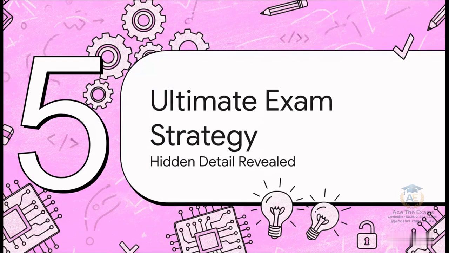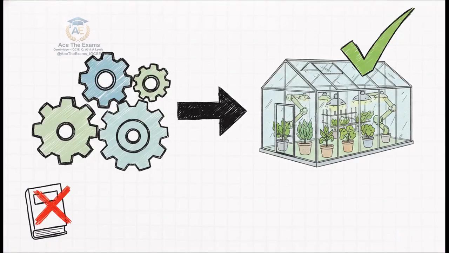Wow, okay, we've covered a ton of ground today, so let's bring it all together. The ultimate exam strategy, the hidden detail revealed. It is finally time to close that curiosity loop I opened in the very first minute of this explainer. So what actually is the one secret ingredient required for top marks? Drumroll please, here it is. The hidden detail is contextual specificity.